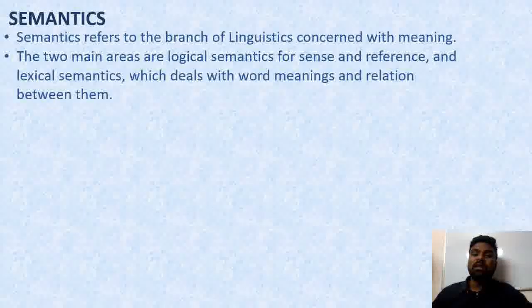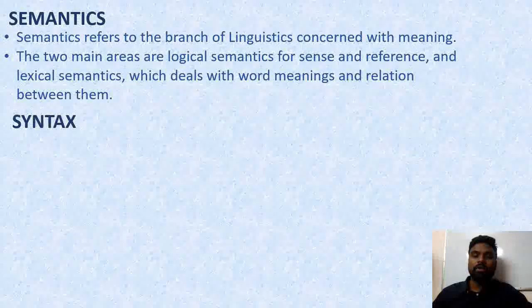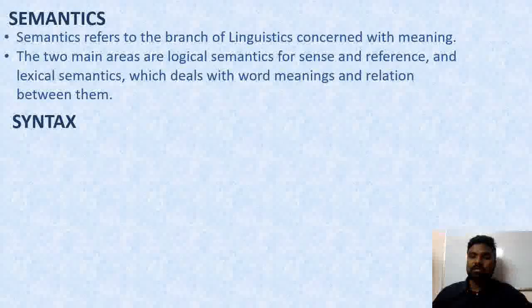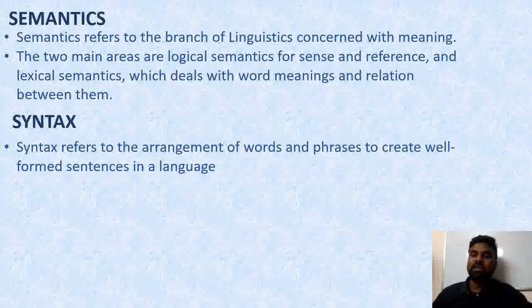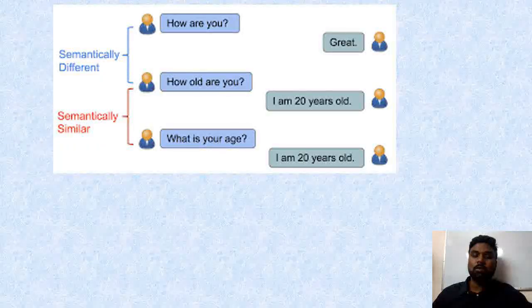The two main areas are logical semantics for sense and reference and lexical semantics, which deals with the words, meaning, and relation between them. Next one is syntax. Syntax में हम बात करते हैं सिर्फ structure का, the things that we can see. So syntax refers to the arrangement of words and phrases to create well-formed sentences in a language. So syntax में हम structure के बारे में बात करते हैं. Let us see with this example.